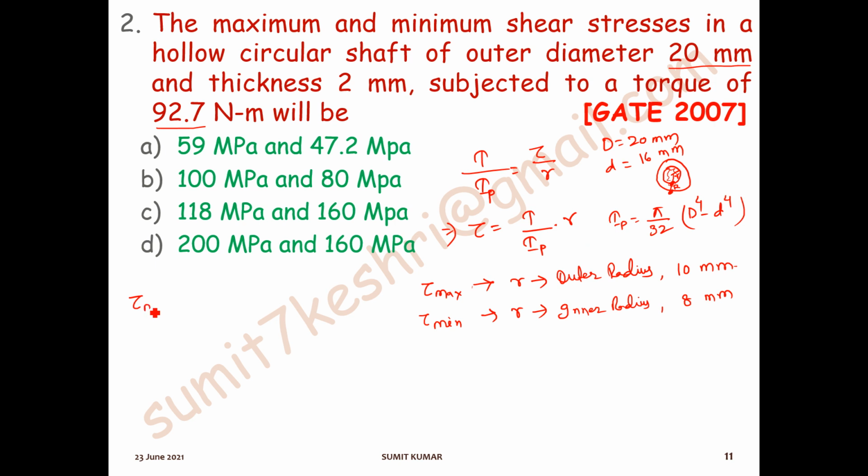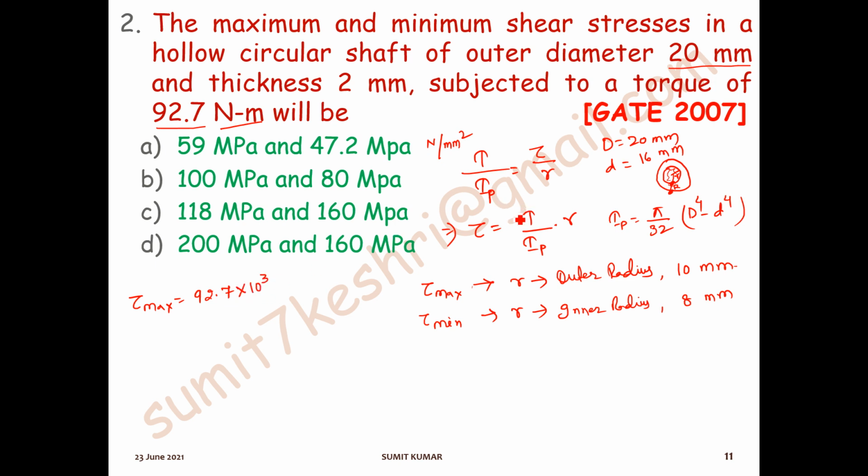If we write tau max equal to what? Tau max equal to T, T is what? 92.7. Since all the diameters are given in mm, and the answer is also in megapascal, that is Newton per mm square, we need to convert this torque, which is in kilonewton meter, into Newton millimeter also. So we can write 92.7 into 10 to the power 3.